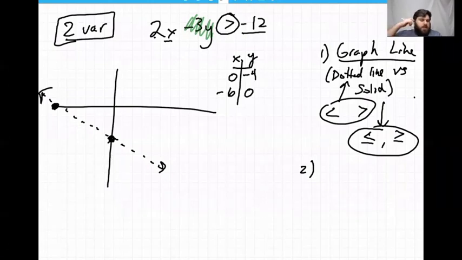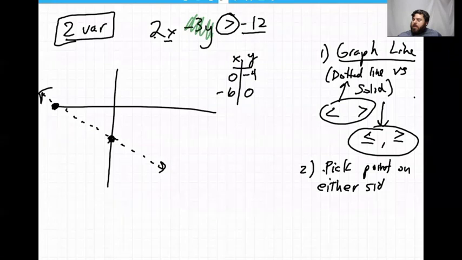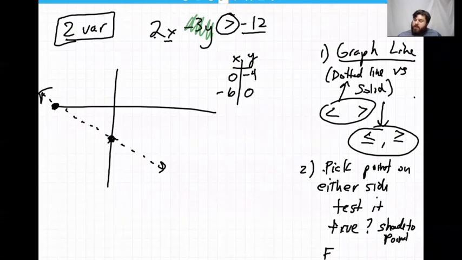Now, I know a lot of teachers teach that if it's less than, it's lower, and if it's greater than, it's above, but that doesn't work here when we're talking about standard form, so you have to use a different strategy. So I just teach one strategy that works for any form. You pick a point on either side of the line, and test it. Is it true? If it's true, you shade towards that point. If it says something false, you shade away.